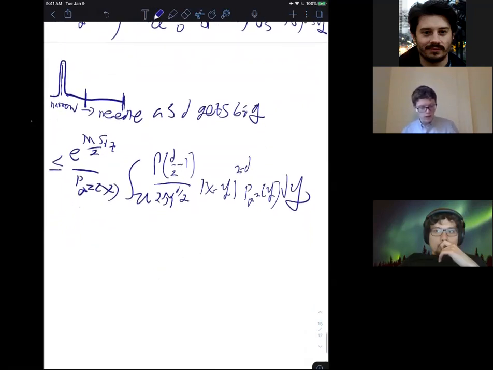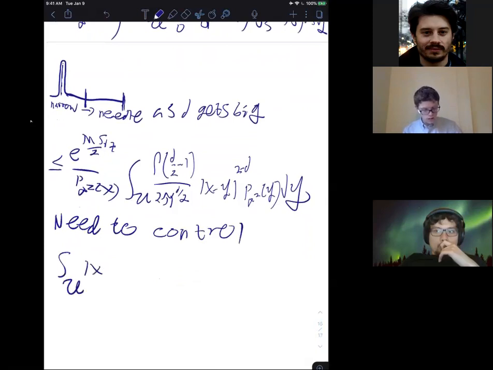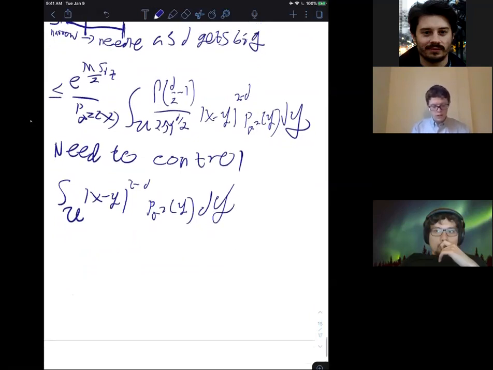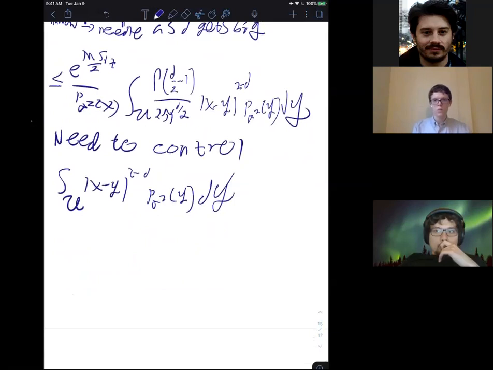Now if I can just sum up what we've just done, we just need to control the integral of u of |x minus y| to the 2 minus d, p_sigma squared of y dy. And again, we don't really have that much control on what u is, besides that we know what p_sigma squared of u is bounded by, just by a Markov inequality. It must be bounded by epsilon.